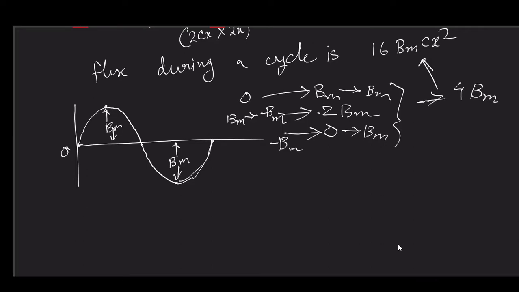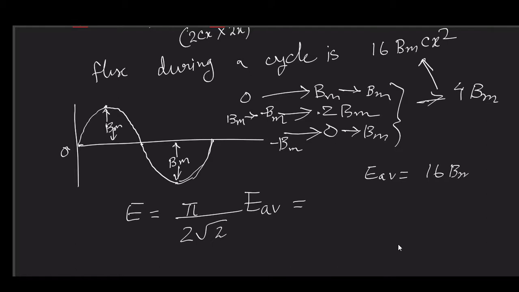Now the effective value of EMF will be, as this is a sinusoidal variation, so basically we can say that E average is, and the total one will be this much volt.